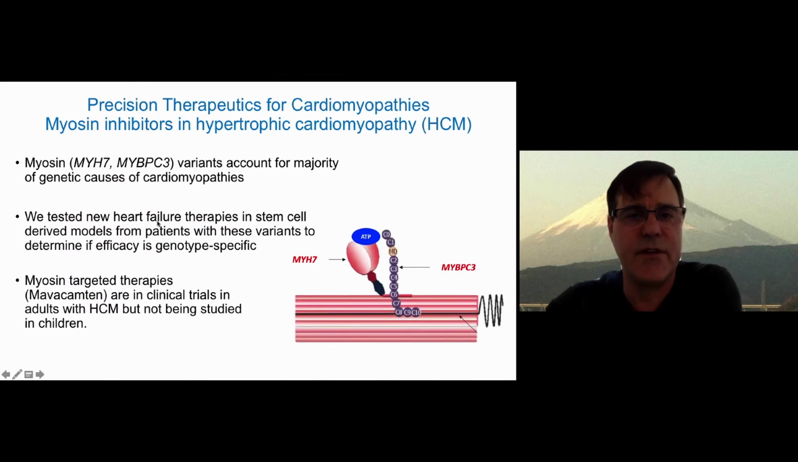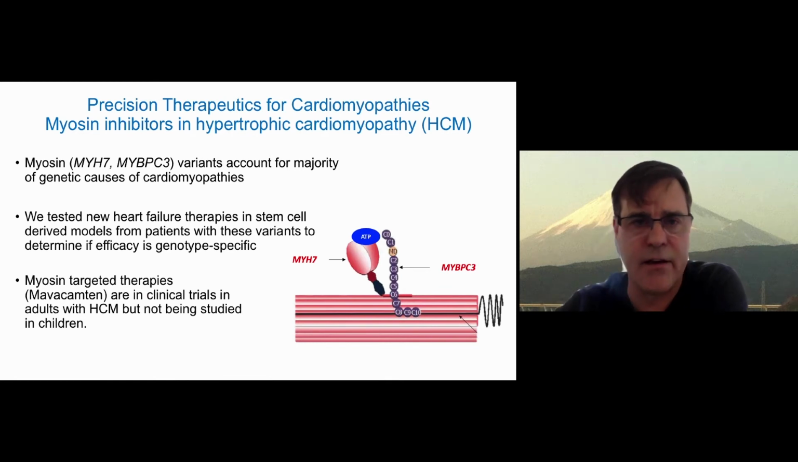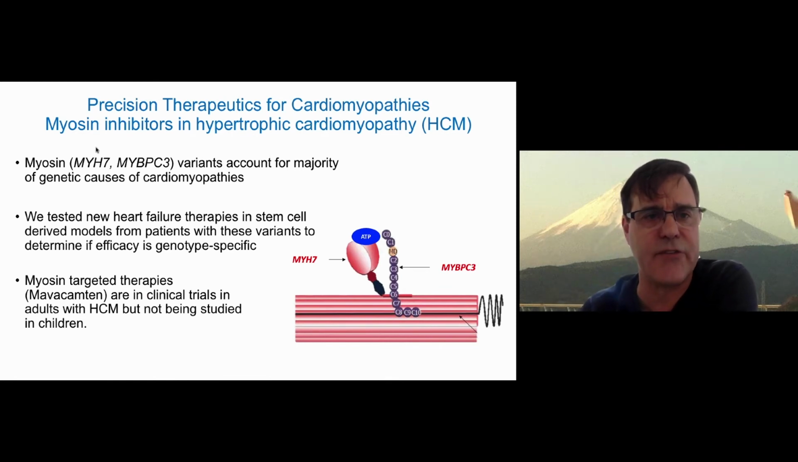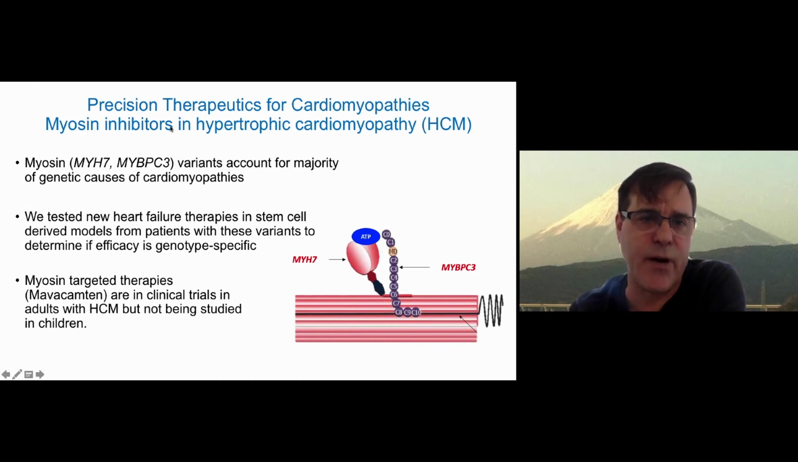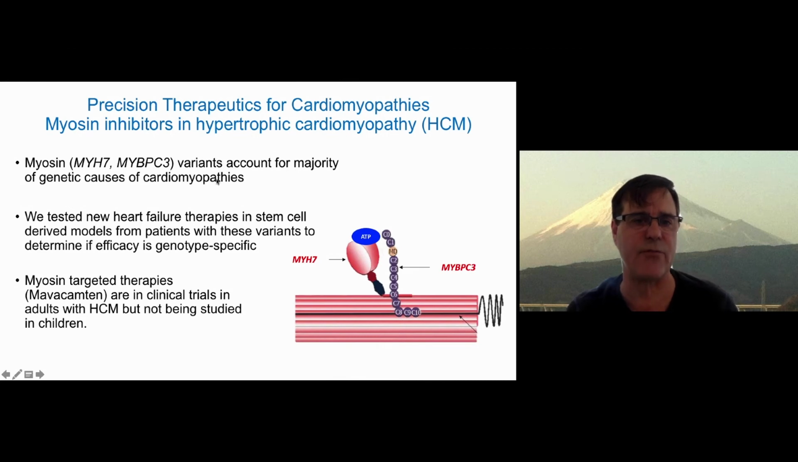So let's move to the disease modeling. We've been working for a couple of years with Seema Mittal's lab and a few other groups, including Craig Simmons, to use precision therapeutics for cardiomyopathies. In particular, we're interested in testing myosin inhibitors in hypertrophic cardiomyopathy, or HCM. Those two genes, myosin heavy chain 7 and myosin binding protein C3 variants, account for the majority of the genetic causes of cardiomyopathies.